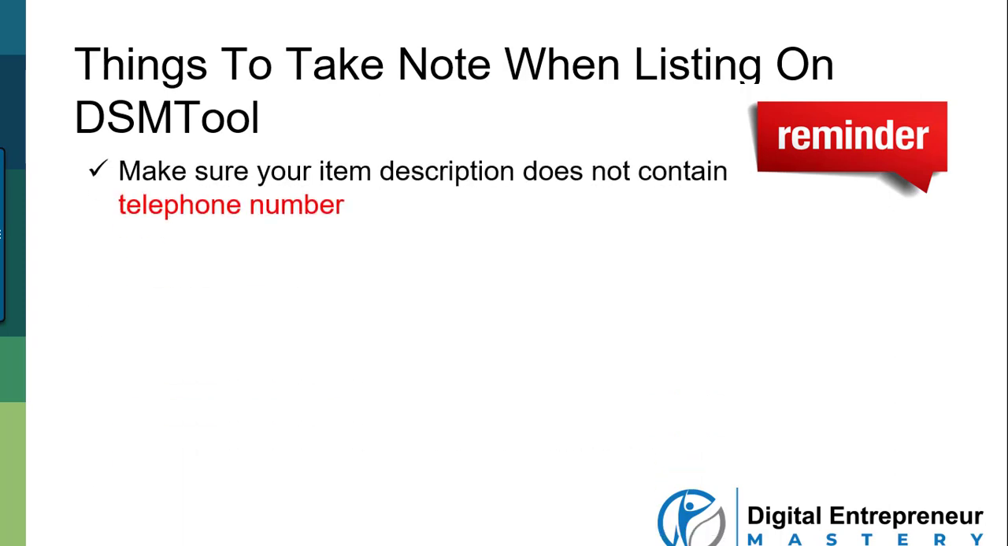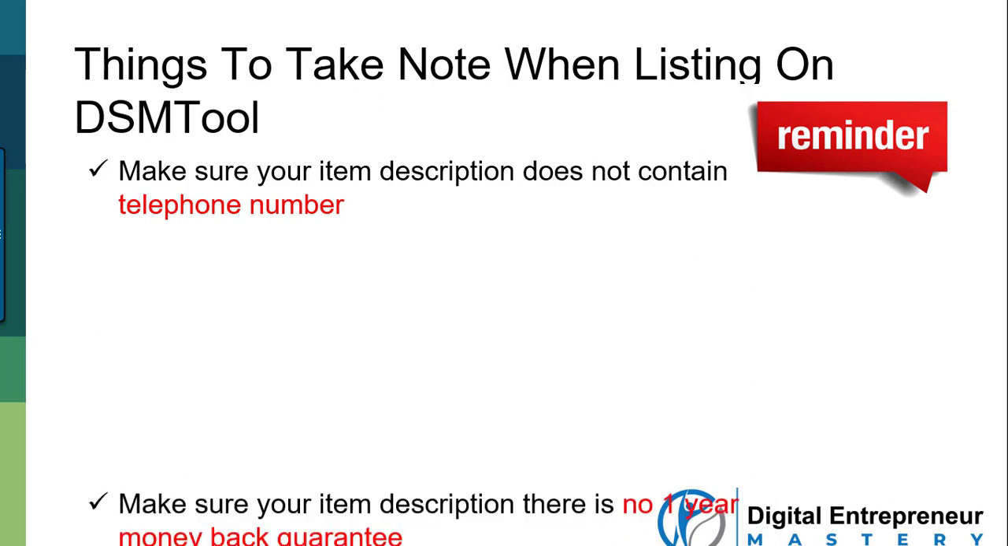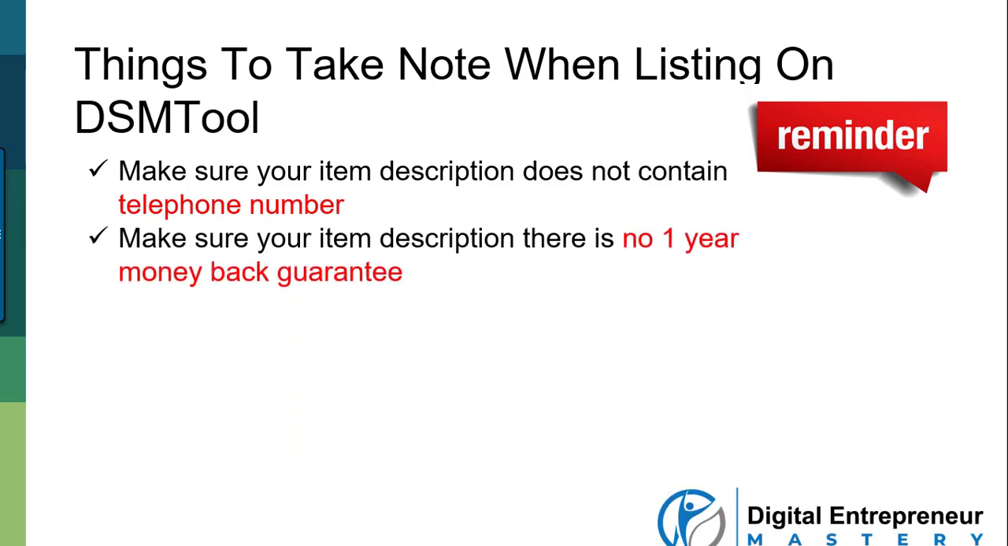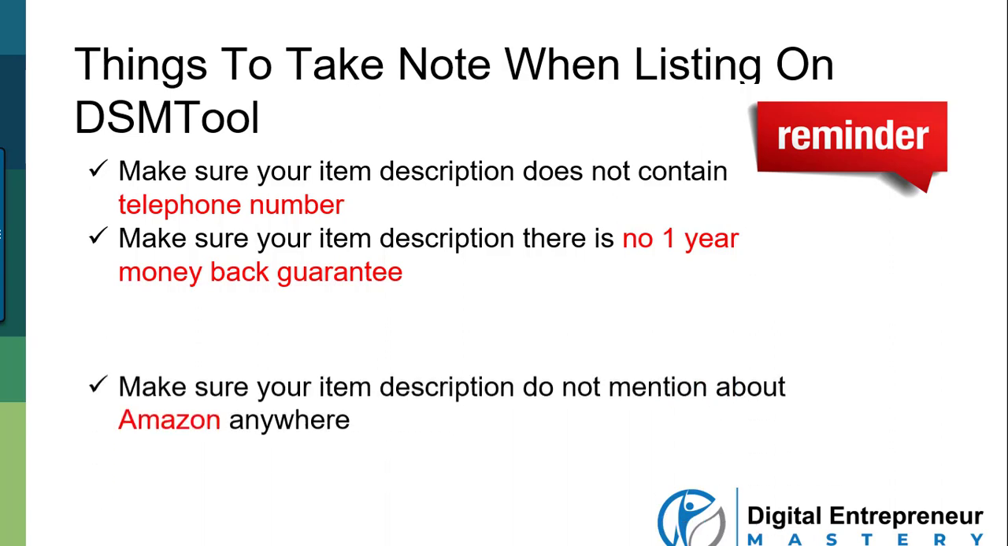Some of the things to take note of when listing on DSM. When you're listing your item, make sure that your item description does not contain telephone numbers. It does not contain any guarantee, like a 1 year money back guarantee, because it doesn't fit what we have actually set up on the eBay site. Our eBay policy only allows returns within 30 days.